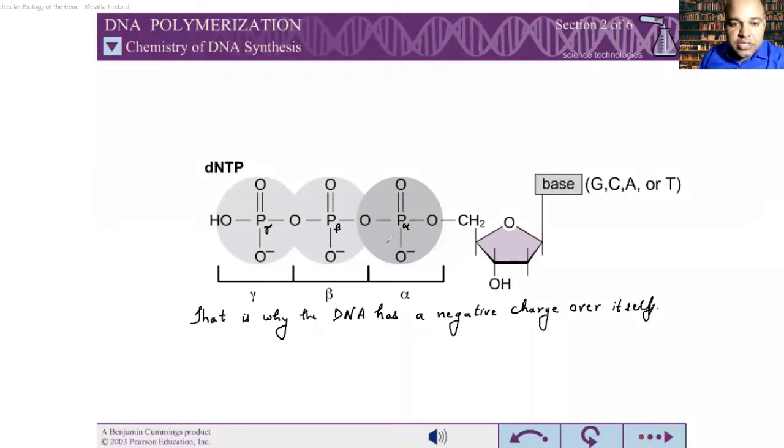Then the repulsion between the two phosphate molecules is minimized with the help of the magnesium ions. So there are magnesium ions present between the two phosphate molecules. Because of the presence of magnesium ions, the negative charge between the two phosphate molecules can be minimized. This is how magnesium ions are present. Next point.